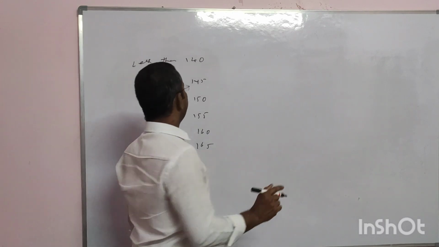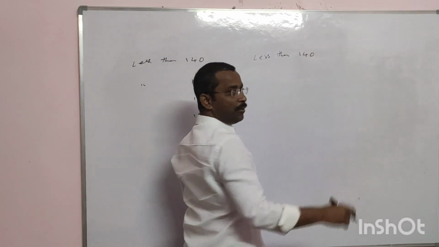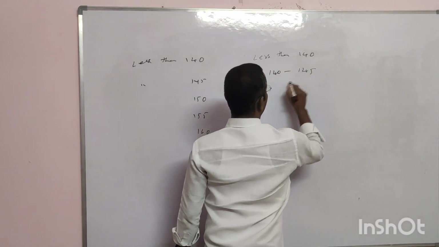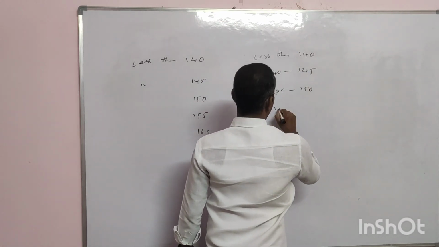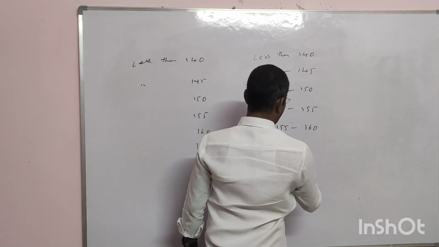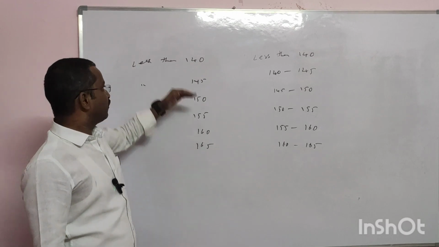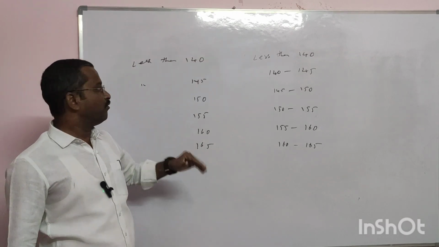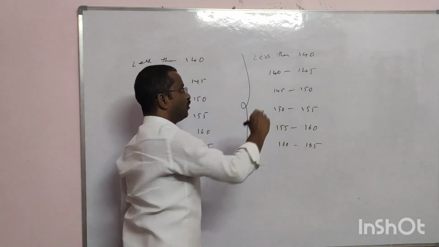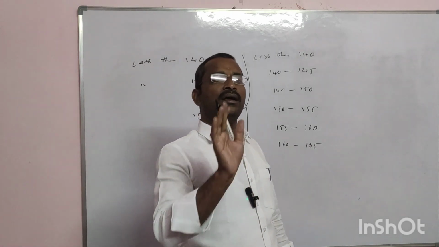What to do, sir? So just make the first one as usual, because you don't know how much it is going to be. Next onwards, just write 140 to 145, 145 to 150, 150 to 155, 155 to 160, 160 to 165. That's enough. First one remains the same. Next onwards, just make the gap like this.